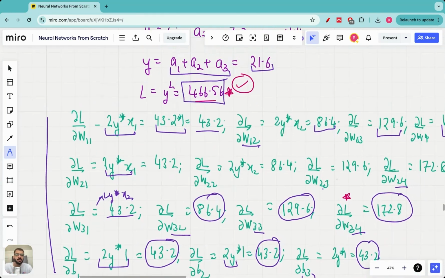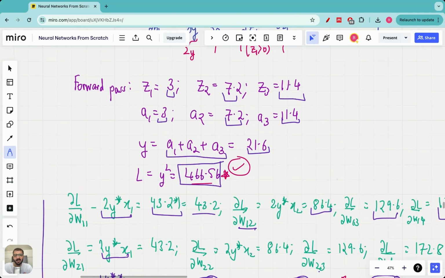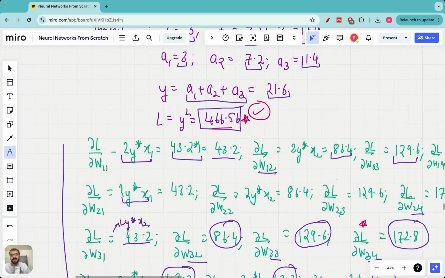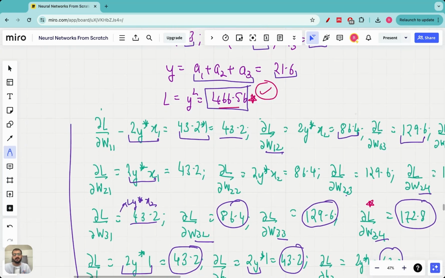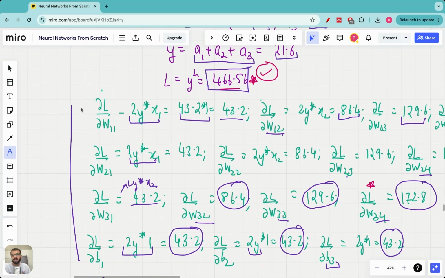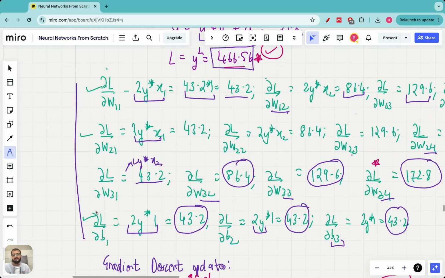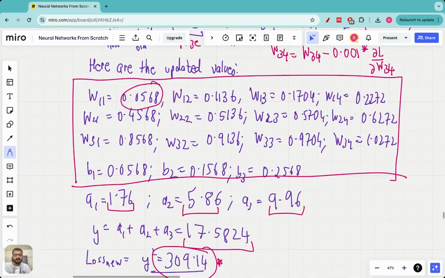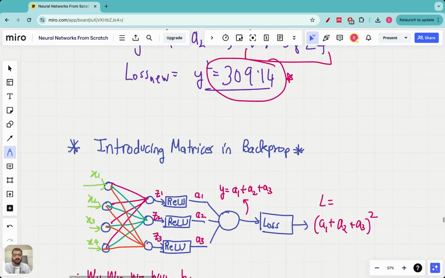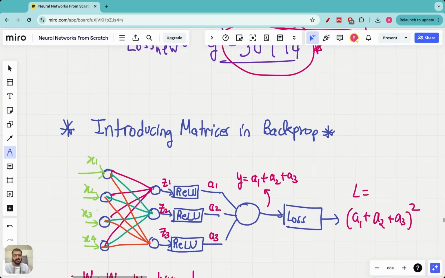As you can see, we did not use matrices even a single time, and as a result we had to write the partial derivative of loss with respect to weights for every single weight. Now imagine if we had a huge number of neurons, or a huge number of layers. It would be very difficult and time consuming to write down the partial derivative for every single weight and every single bias, right? So it turns out that it's much better and more convenient to introduce matrices in backpropagation.